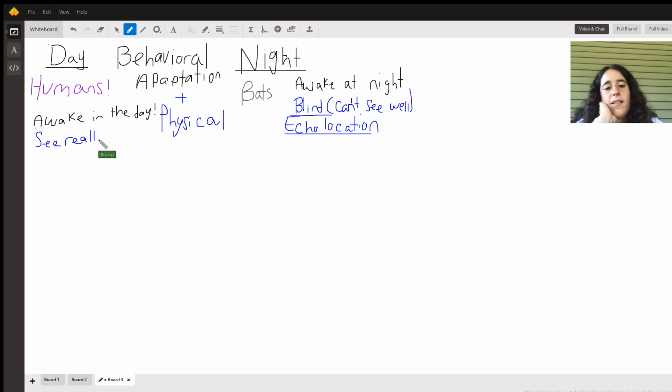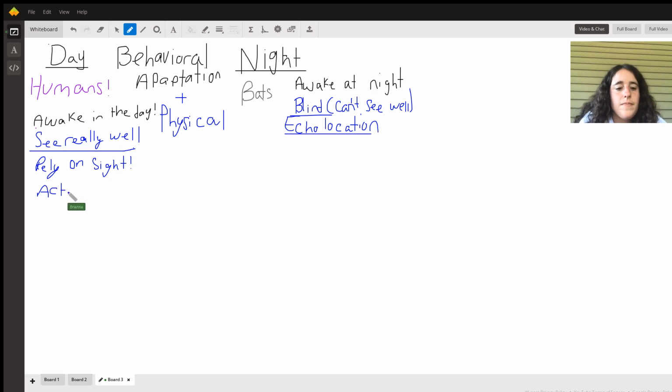We see really well. We rely on our sight to do most things. I rely on my sight to see where I'm going when I'm walking. I rely on my sight to recognize my family members and friends. I rely on my sight to drive my car. I rely on my sight to do my job and to be able to see what I'm writing on the board to teach people. So because I rely heavily on sight, I need to be awake during the day when it is light. I'll find all of those things more difficult to do at night.